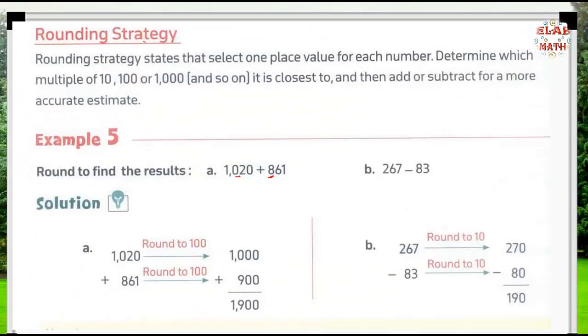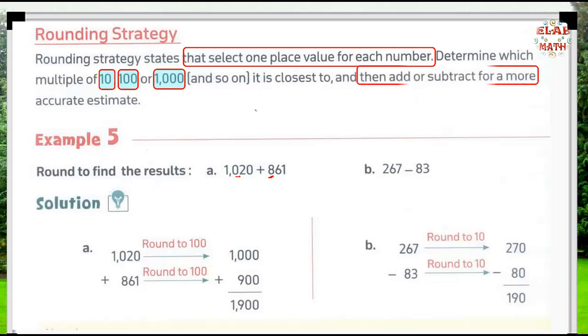Last strategy, the rounding strategy. The rounding strategy states that you select one place value for each number. Select as you like, any place value. Determine which multiple of 10, 100, 1000, and so on is closest, and then add or subtract for a more accurate estimate. For example, round to find the result. We have 1020 plus 861. We want to round to 100. Here in the hundreds place we have 0, and here we have 8.